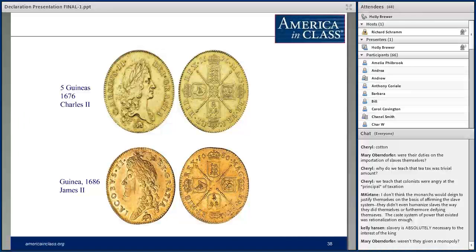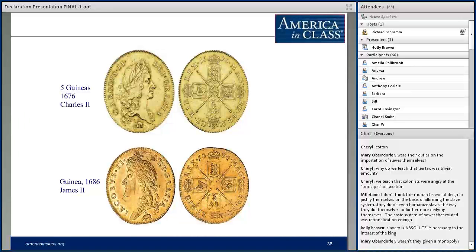And above, I just want to point out that underneath the actual image of Charles II here is the elephant and castle, which were the symbols of the Royal African Company. And here in James II, this too. So actually, the very coin of the realm connected monarchy and slavery.